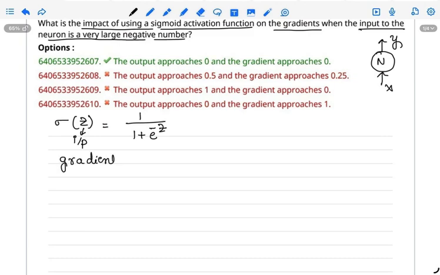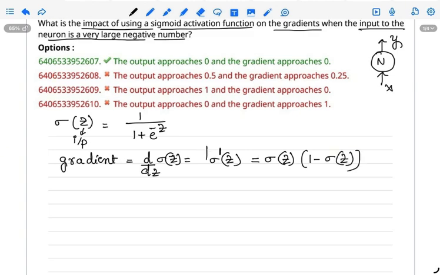So what is meant by gradient? Gradient is differentiation. So d by dz of sigma of z. That is partial differentiation of sigma of z, that is sigma dash of z. Sigma dash represents the first order derivative. That is the function of sigma of z times 1 minus sigma of z. This is the derivative of the sigmoid function.